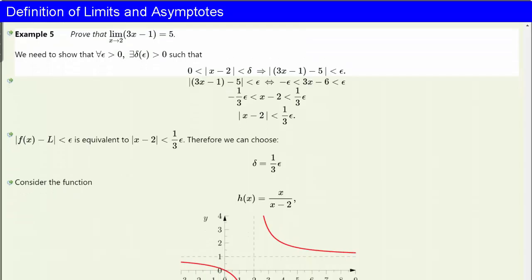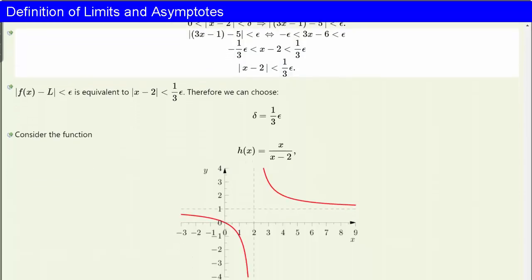Let's use the formal definition to prove that the limit as x tends to 2 of 3x minus 1 is 5. We need to show that for every epsilon greater than 0, we can find a delta, which depends on epsilon, greater than 0, such that absolute value of x minus 2 positive and less than delta implies the difference between 3x minus 1 and 5 in absolute value is less than epsilon.